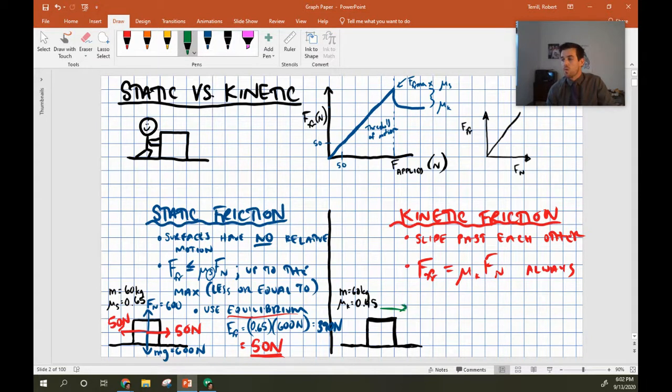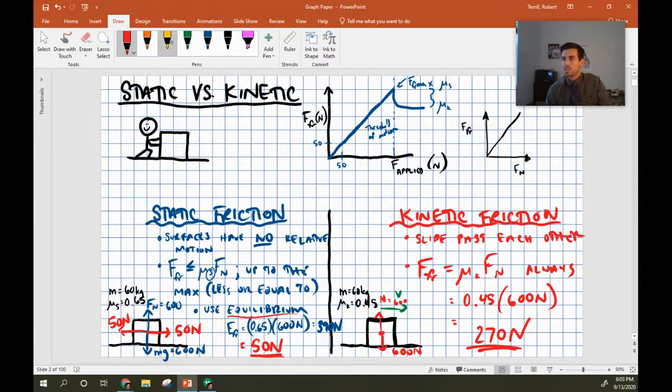So if I already knew it was moving, then I could figure this out using much the same math that we used earlier. I know it has a mass of 60, so it has a force of gravity of 600. That means the normal force is also 600. So if I want to calculate the force of friction, it would just be 0.45 times 600 newtons. And that would give me a value of 270 newtons, which is totally accurate, and there's no problem with that.